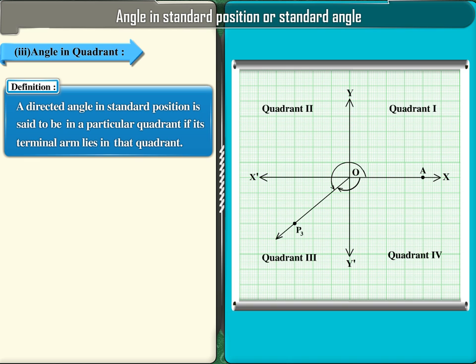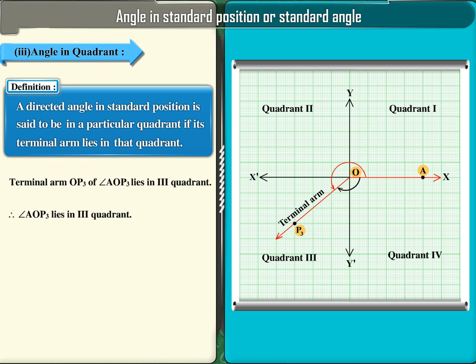In this figure, the terminal arm of angle AOP3, that is, arm OP3, lies in the third quadrant. Therefore, angle AOP3 lies in the third quadrant. The measure of angle AOP3 lies between 180 degrees and 270 degrees, or between minus 180 degrees and minus 90 degrees.